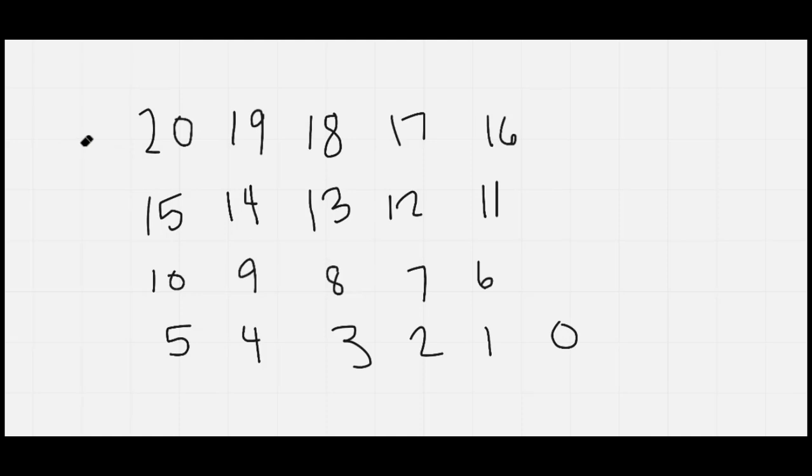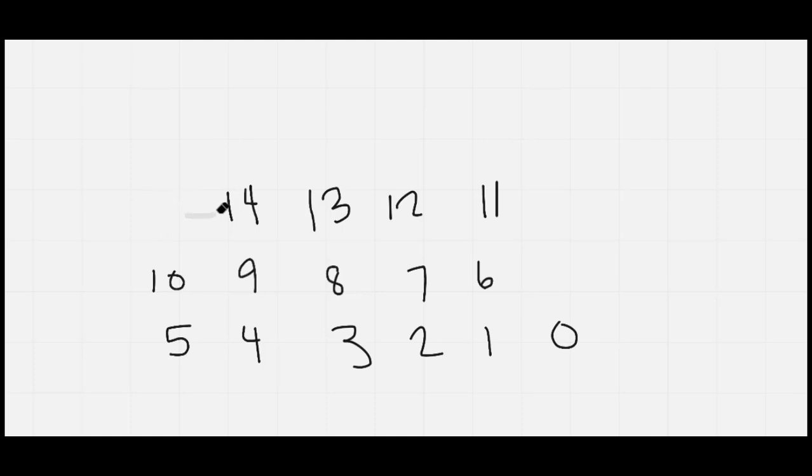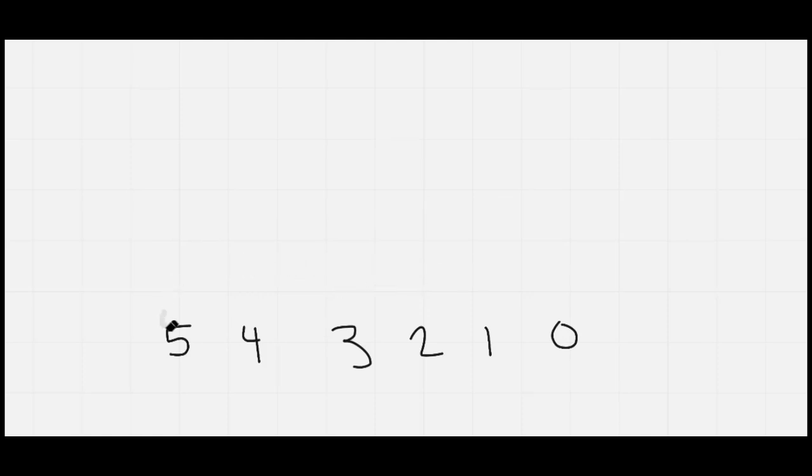I'm going to count backward one more time. 20, 19, 18, 17, 16, 15, 14, 13, 12, 11, 10, 9, 8, 7, 6, 5, 4, 3, 2, 1, 0. Nice job, everybody. The next thing I'd like you to do is copy these numbers down.